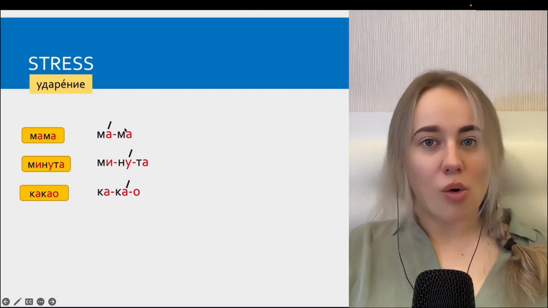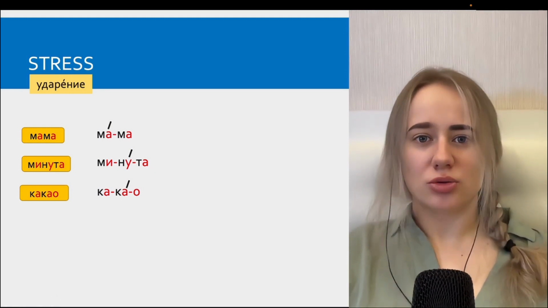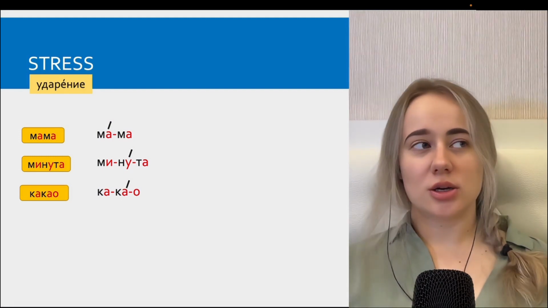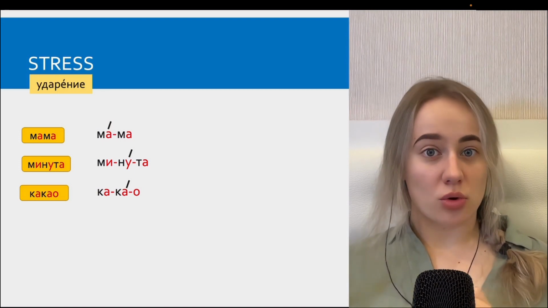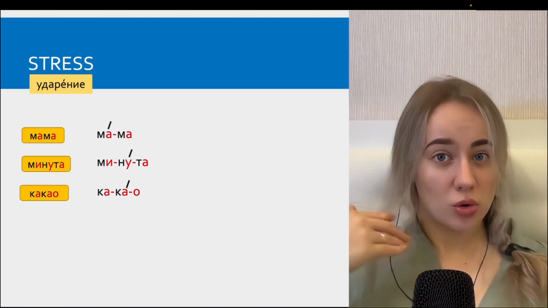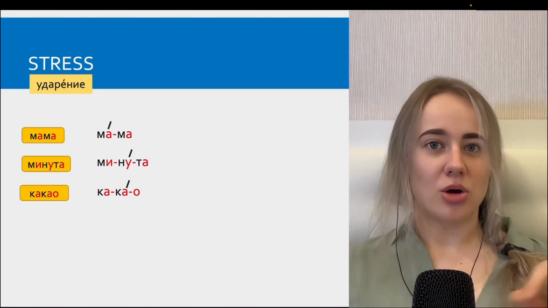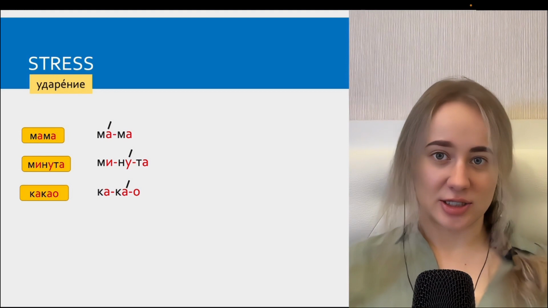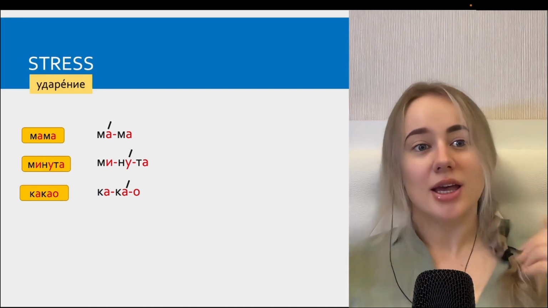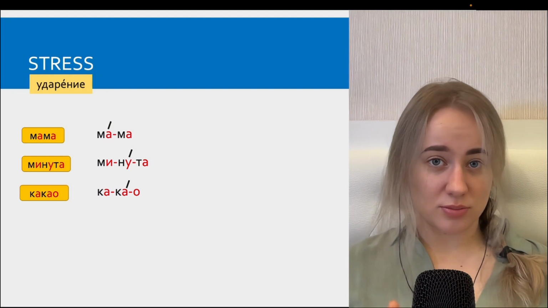This mark of stress you don't usually see in literature, in books, in articles. You will not see it anywhere, only in textbooks for foreigners, for Russian learners, or for children who have only started learning to read Russian. Also in children's books we have this stress, but usually we don't have it, so people just know how to pronounce it correctly. So you need to memorize the stress of every word.